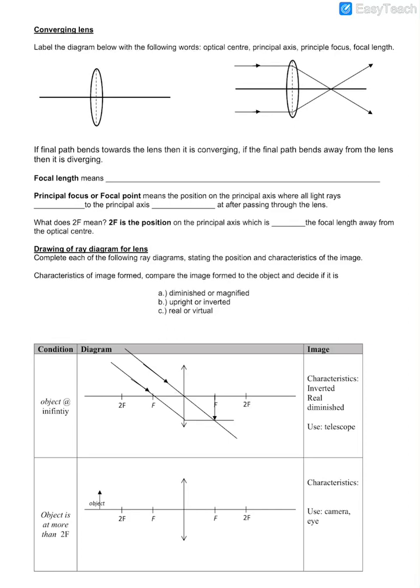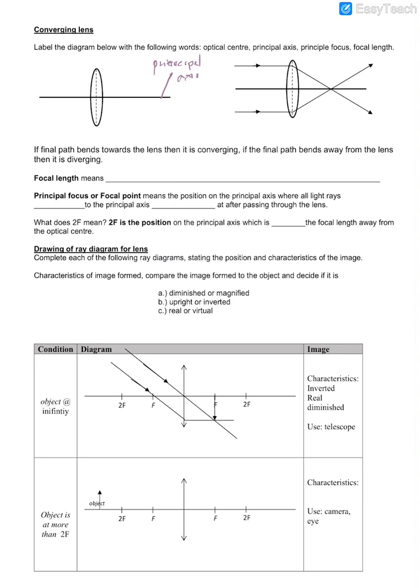Okay, so this is our lens. This lens is called a converging lens. Converging lens means the light ray will bend towards the principal axis. Okay, what is what? This is your principal axis. Okay, this is a principal axis.